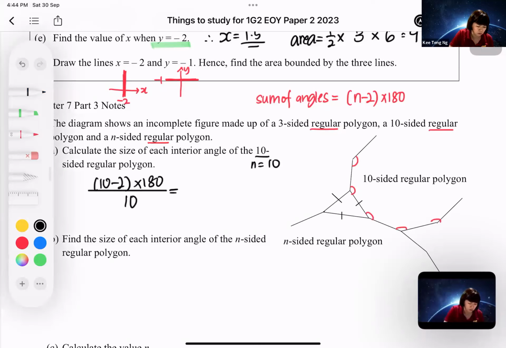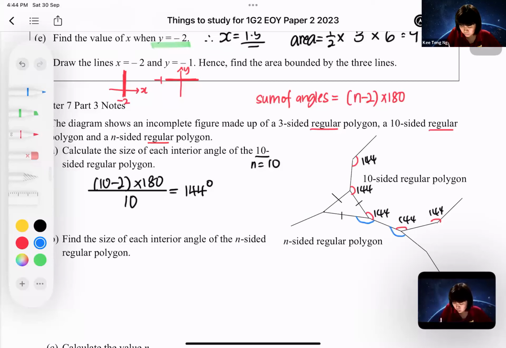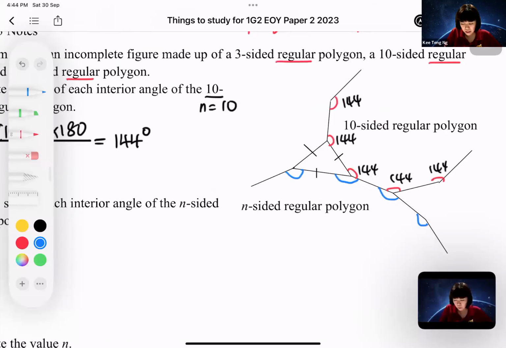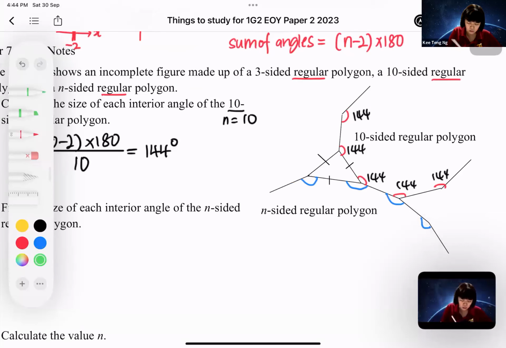How much do you get? I get 144, is it correct? So yes, thank you. So all these are 144, 144, 144. Okay. Right? Find the size of each interior angle of the n-sided regular polygon. So I need the n-sided regular polygon, which is this one. I don't know what is the n-sided regular polygon. But then they tell me that there's something over here.